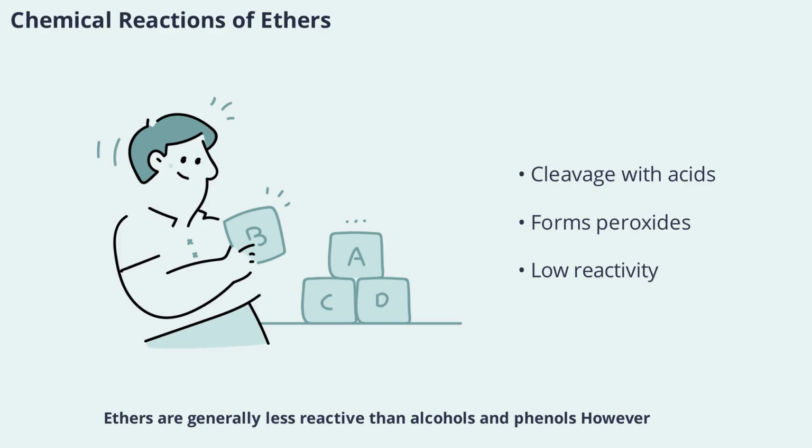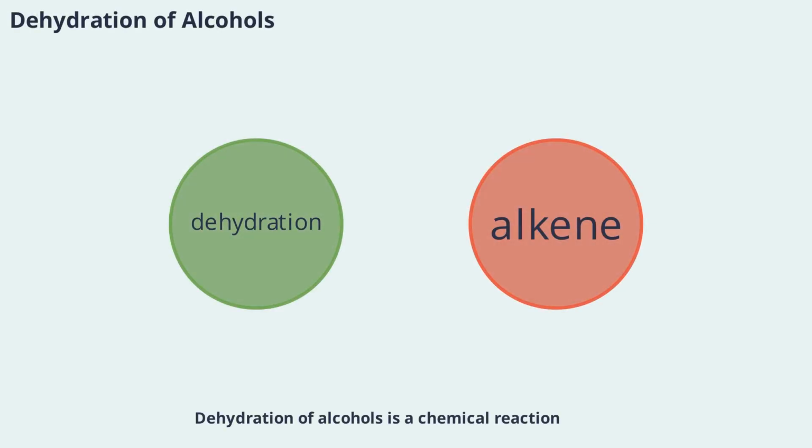Ethers are generally less reactive than alcohols and phenols. However, they can undergo cleavage reactions with strong acids, producing alkyl halides and alcohols. Ethers are also susceptible to oxidation, forming peroxides, which can be hazardous. Their stability and low reactivity make them excellent solvents, but care must be taken to avoid the formation of explosive peroxides during storage.